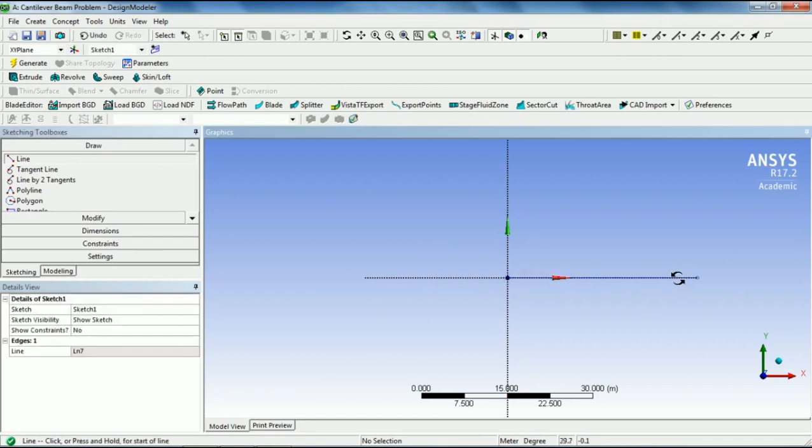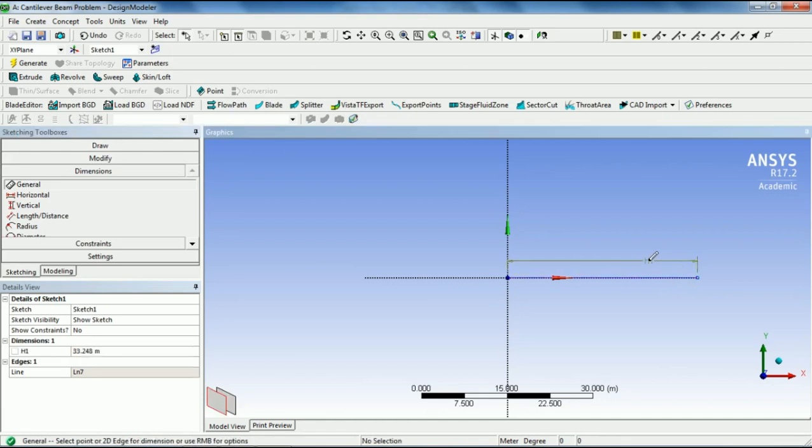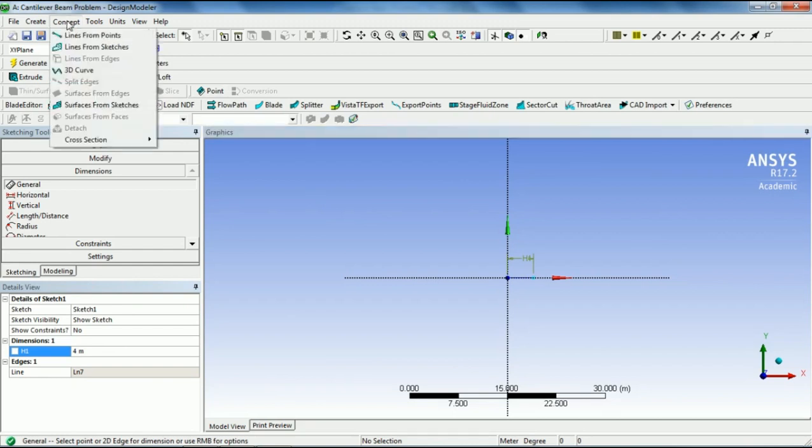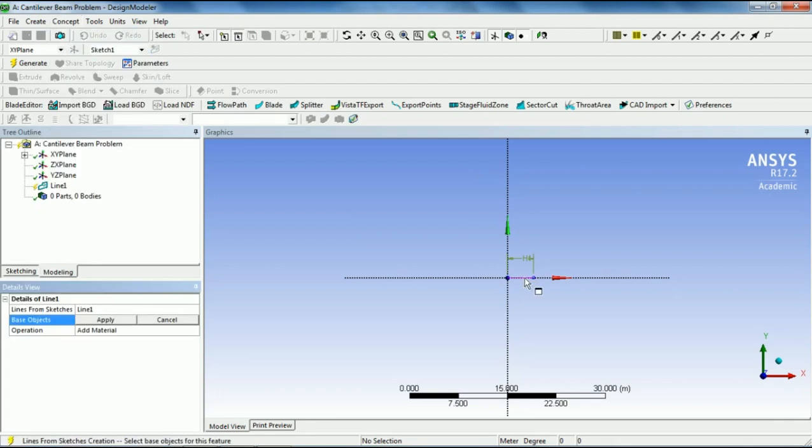In order to dimension the line, go to dimension and click on the line and give this value 4 meter. I'm creating the midline of the beam, and after that we need to convert it to sketch. Now go to concept, select lines from sketches and click on this line and apply and click on generate.